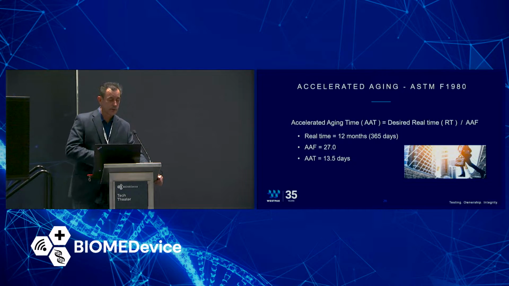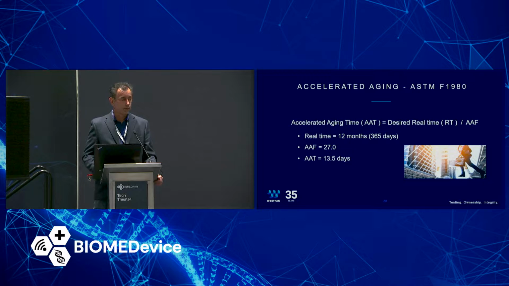Plug that into the equation. Now I can get my accelerated aging time down to 13.5 days. So in this example, this would be very aggressive. Changing your Q10 to a 3 becomes very aggressive, but if it works out, you can do the aging in 13.5 days for a 12-month period.